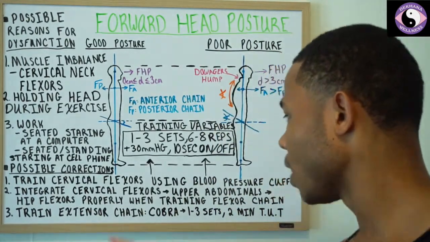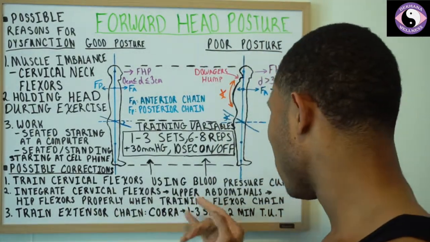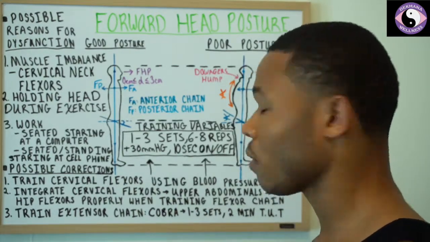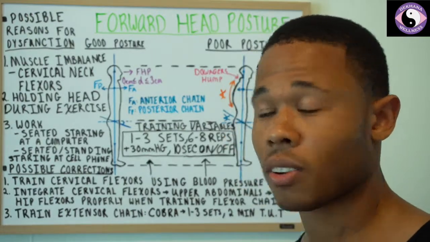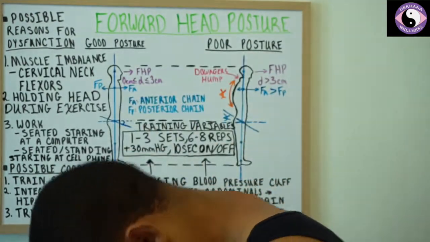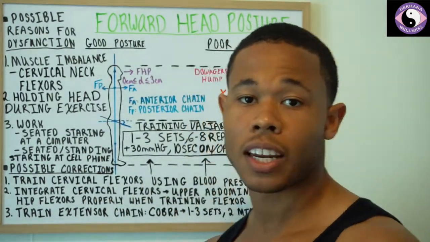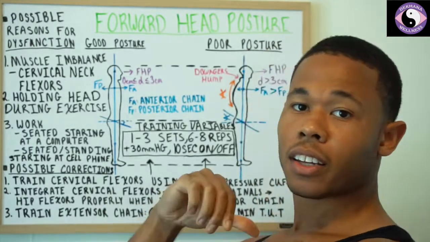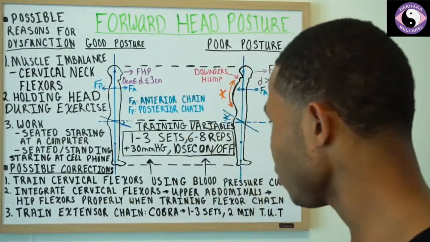And then boom, number 2, we'll integrate it. So you want to integrate the cervical flexors, the upper abdominals, and the hip flexors, the entire flexor chain, properly when training the flexor chain, okay? So if you're doing, again, a crunch, you're going to go chin tuck, and then flex. Obviously when you're on the ball, you get that full range of motion because you're on the ball, you get the 35 to 70 degrees going back, and then 35 degrees coming forward.